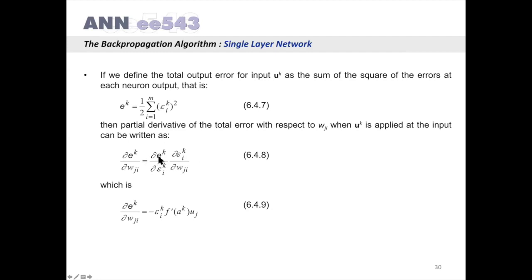So here again we are applying the chain rule. The partial derivative of the error at the ith output with respect to wji was derived previously as minus f prime aik ujk. And for the partial derivative of the total error with respect to epsilon ik, we have to consider only the term for i, and here we have a square, it cancels with 1/2, then only epsilon ik comes as a multiplier here. So this is the result we obtained when we applied the chain rule.